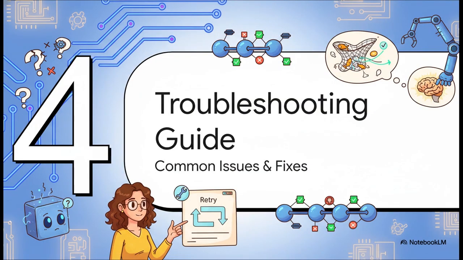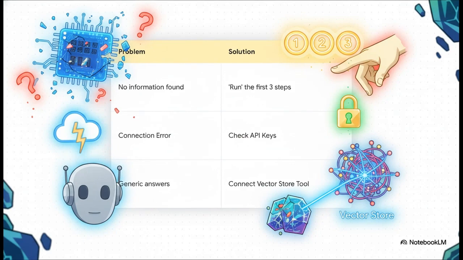Look, let's be real. Things don't always work perfectly the first time you build them. So let's quickly go over a couple of the most common hiccups you might run into and how to fix them. If the AI says it can't find anything, 9 times out of 10, you forgot to run those first 3 steps to actually load the data. If you get a connection error, just take a breath and double-check your API keys are copied correctly. And if it's still giving generic answers, you probably just forgot to add the vector store tool to the agent back in step 4. It's usually one of those 3 things.